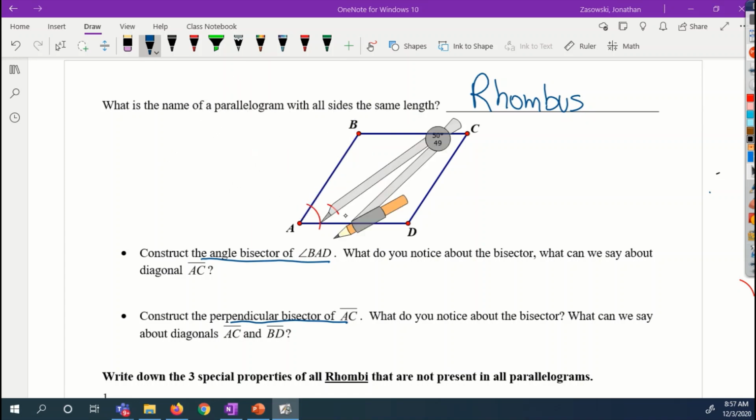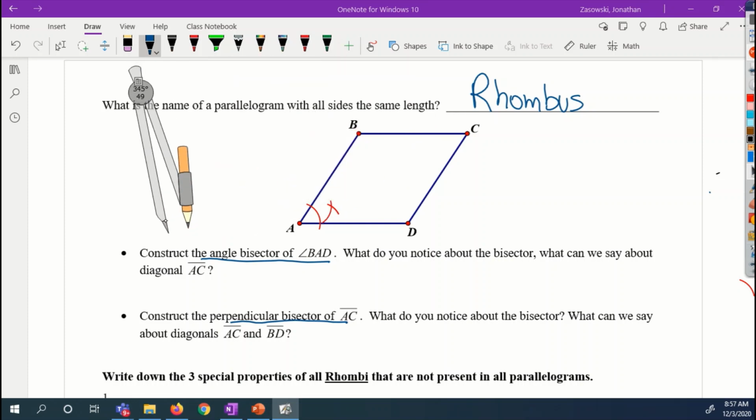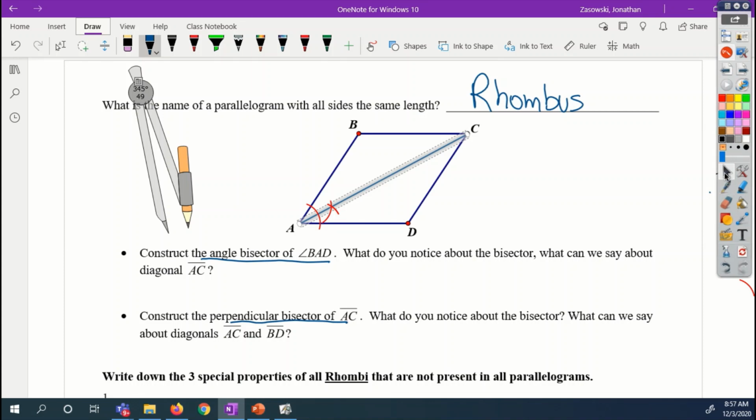And then we're going to switch. So move the compass over to the second intersection point here. Try to be as exact as possible. Draw a second arc. So this represents the middle of this angle. And then all we have to do now is draw a line. Use your straight edge. It goes from A through the intersection, and there is our angle bisector.